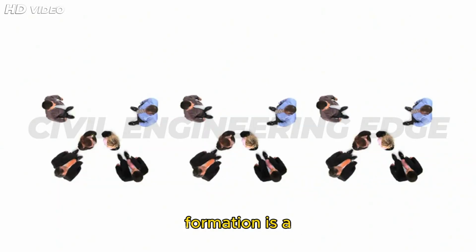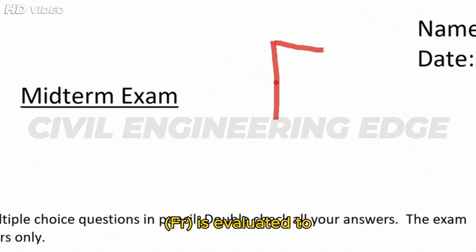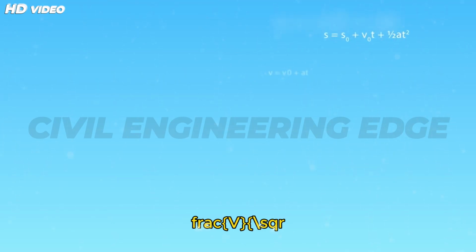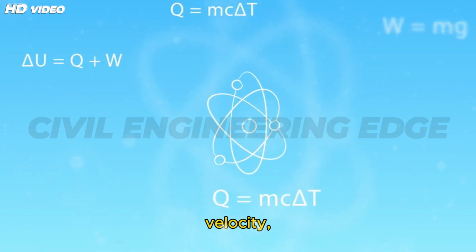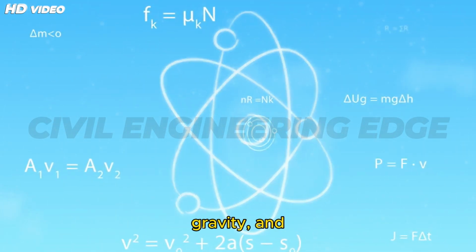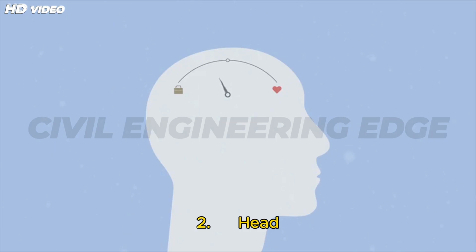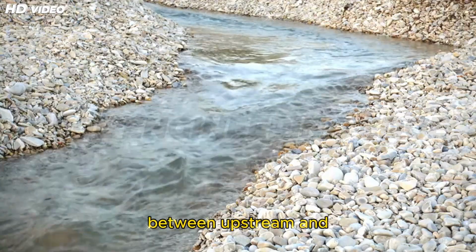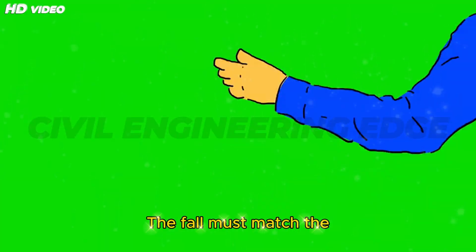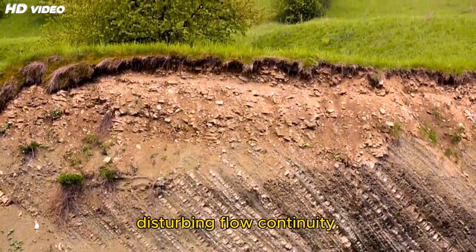Hydraulic jump formation is a commonly used technique. For example, Froude number Fr is evaluated to determine flow regimes. Fr equals V over the square root of g D, where V equals velocity, g equals gravity, and D equals head loss and drop. 2. The vertical drop between upstream and downstream is considered. The fall must match the natural ground slope difference without disturbing flow continuity.